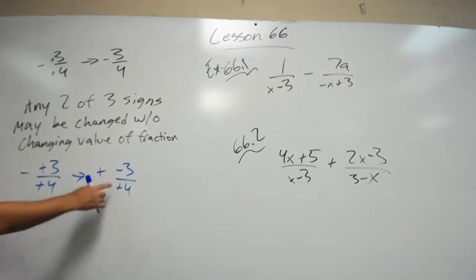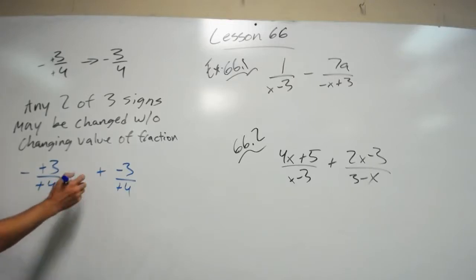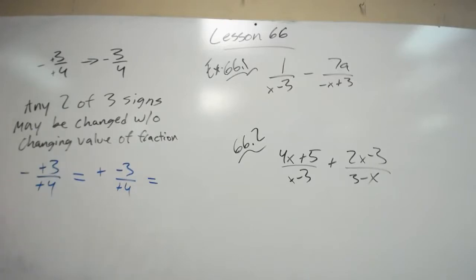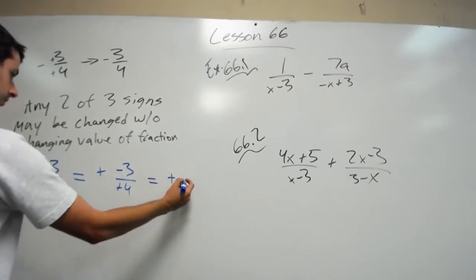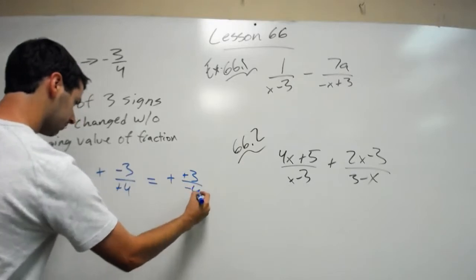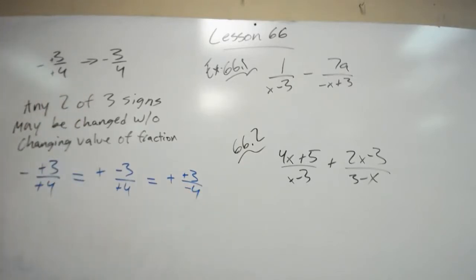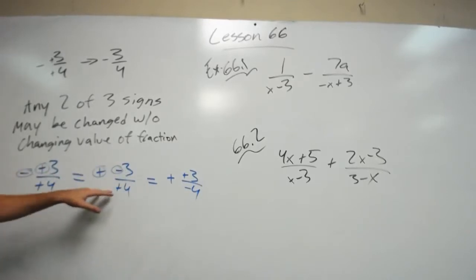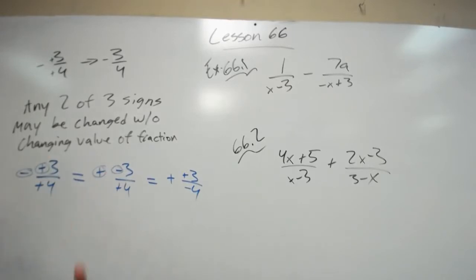But notice, this is still a negative fraction, this is still a negative fraction. So these are the same. I could also say, if I go back here, negative 3 over positive 4. These are all the same. From this point, I simply changed this sign and this sign. I kept the third, but I changed two of them, and they had the same value. So any two of the three signs may be changed without changing the value of the fraction.